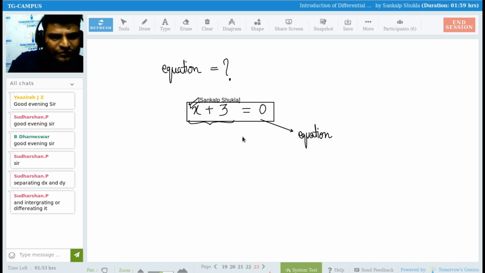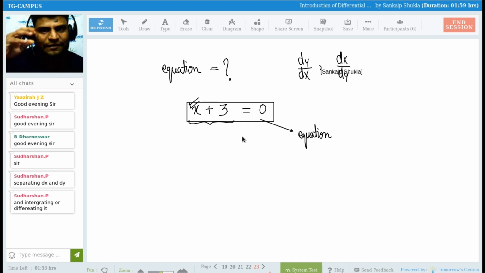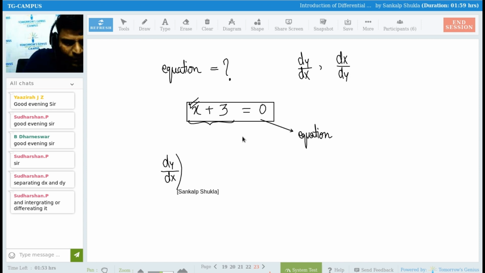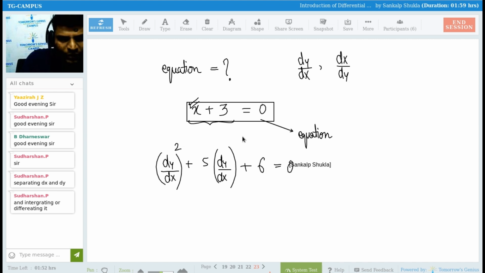So the equation is having x as its variable. In this equation, what we are having as variable is x. Similarly, the same concept is for differential equations. If any equation is there whose variable is a differential element. Now what do you mean by differential element? For example, dy by dx, or for example, dx by dy. So this will be the subject. For example, (dy by dx) whole square plus 5 dy by dx plus 6 is equals to 0. Now this is a differential equation.